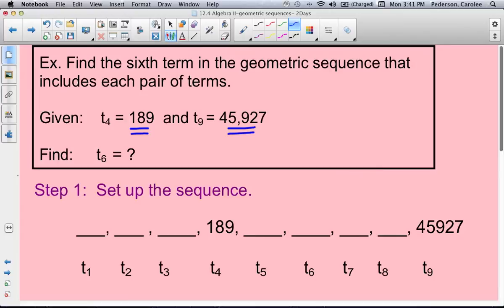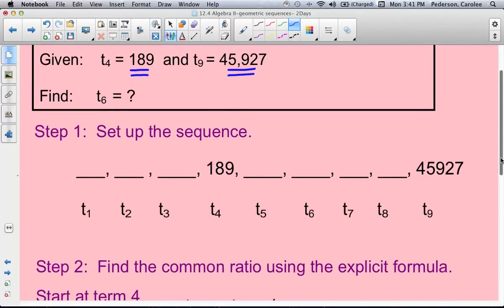So step 1 is to go ahead and set up a sequence. What does this look like? Term 4 is where we're going to start. I have 3 terms before that that I have no idea what the values are, and then I have some question marks in here. Terms 5, 6, 7, and 8 are unknown. And then I was given this value of term 9 to be 45,927. And we want to find out what term 6 is.